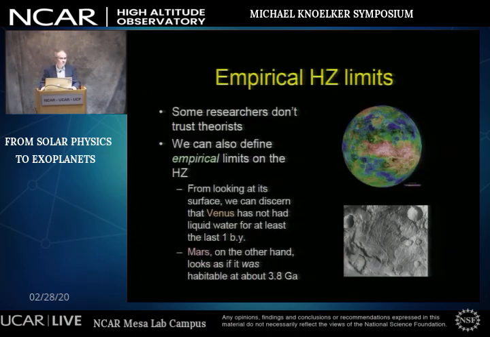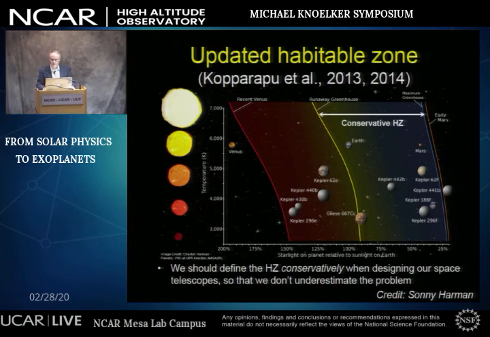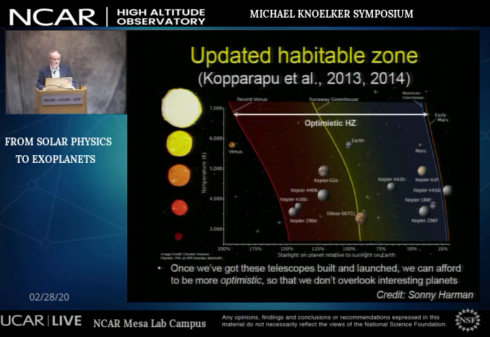But there are researchers who don't trust the 3D models, basically. And clouds are a real problem, as Eric already mentioned. So we could be wrong about that. You can also define habitable zone boundaries empirically by looking at Venus, which doesn't look like it's been habitable for at least 1 billion years. Mars does look like it might have been habitable 3.8 billion years ago. And so if you put that in, then you can define a conservative habitable zone based on the climate model calculations and an optimistic habitable zone based on empirical calculations. And these are what are being used to calculate eta sub Earth.